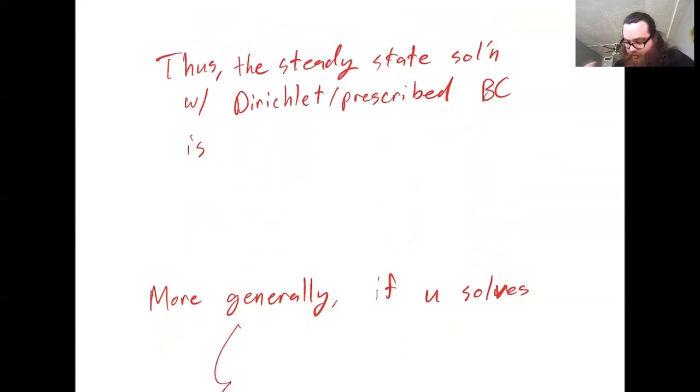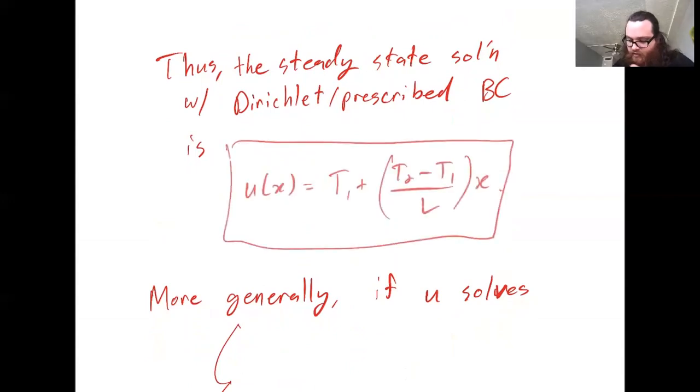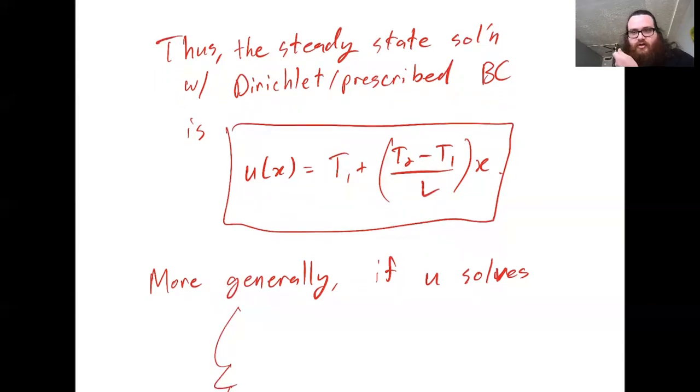So bringing all of that together, just plugging in for what we found C1 and C2 to be, the steady state or equilibrium solution with what mathematicians might call Dirichlet boundary conditions, physicists might call prescribed temperature boundary conditions, has exactly this form: U of x is T1 plus (T2 minus T1) over L times x. So it's a linear function.